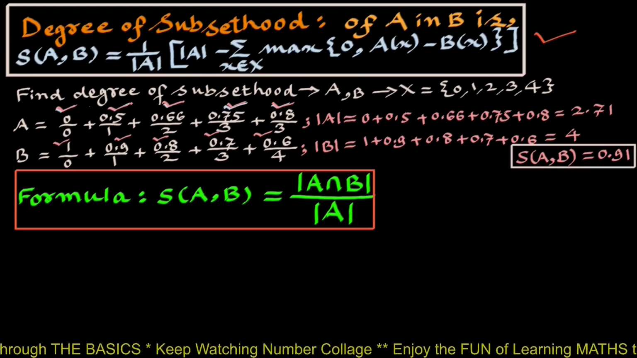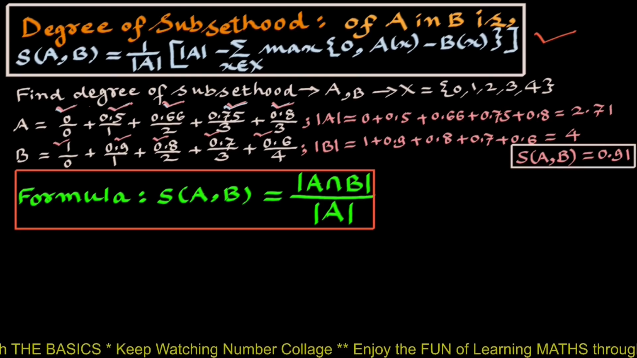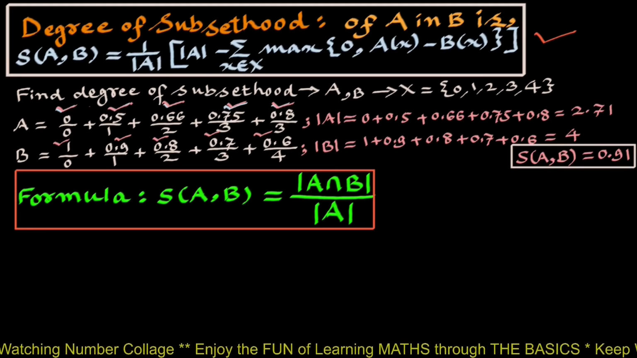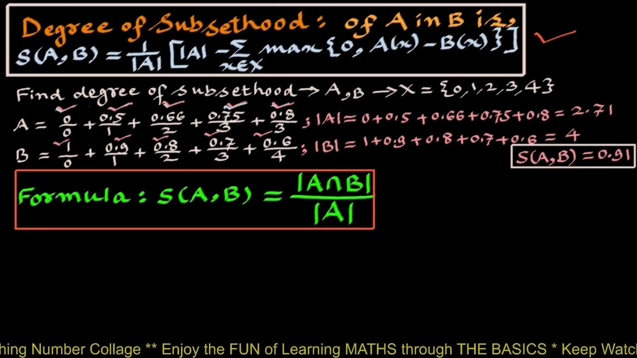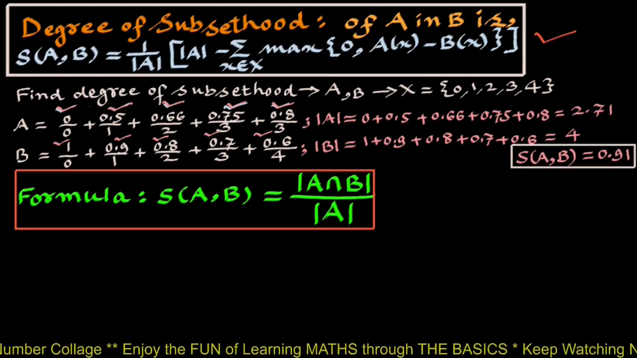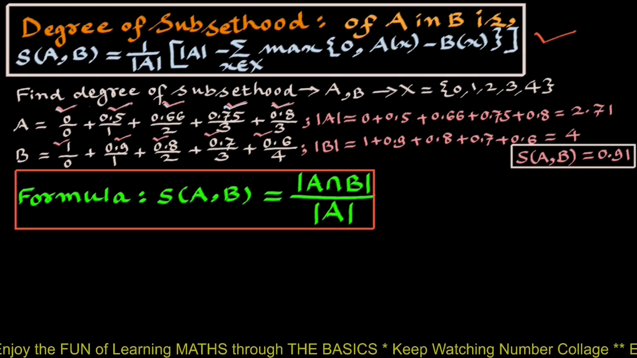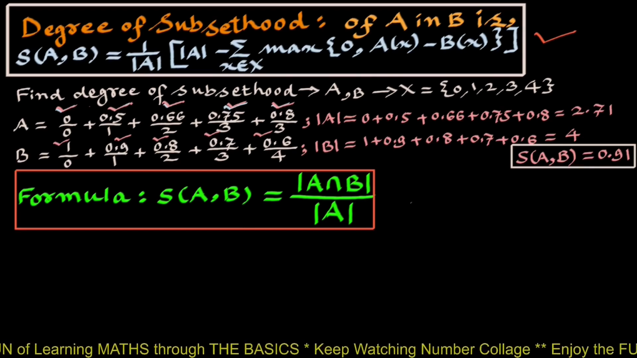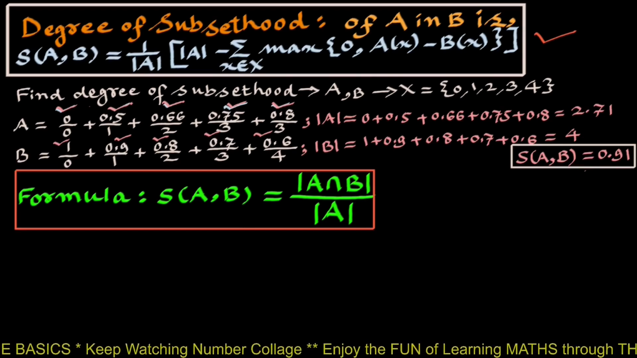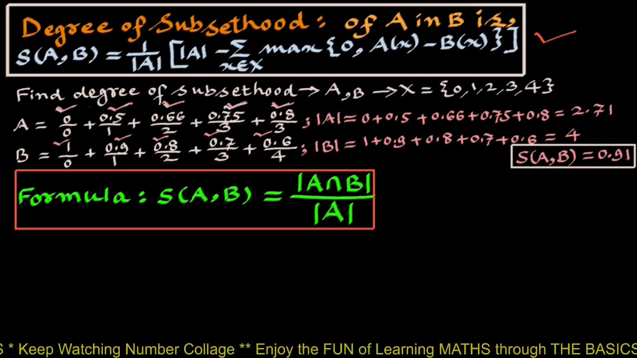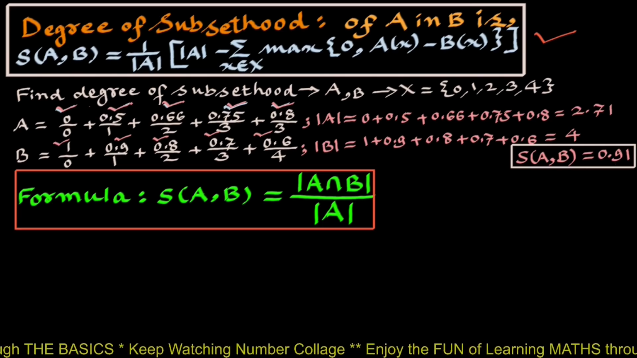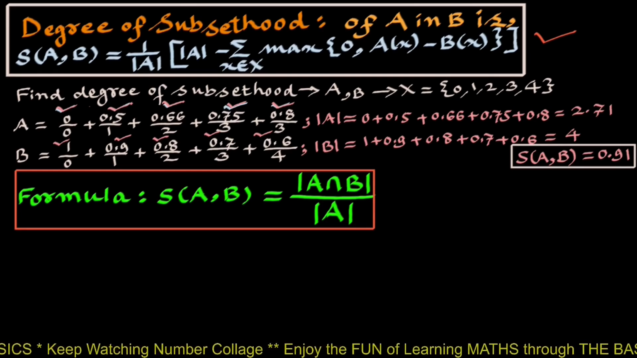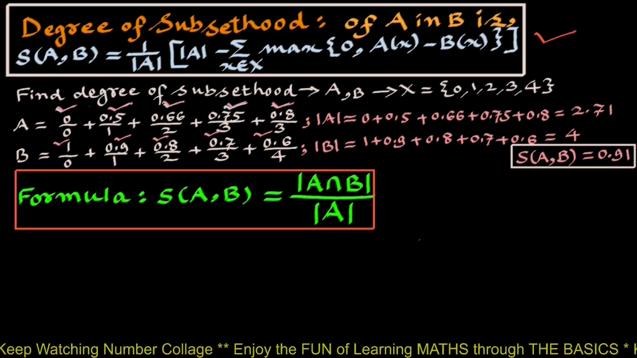There is a formula for finding subsethood S of A in B, which is equal to scalar cardinality of A intersection B upon scalar cardinality of A. We will solve this problem by using this formula and see whether we get the same answer as this 0.91, and thus verify that we can directly use this formula to find out degree of subsethood S of A in B.